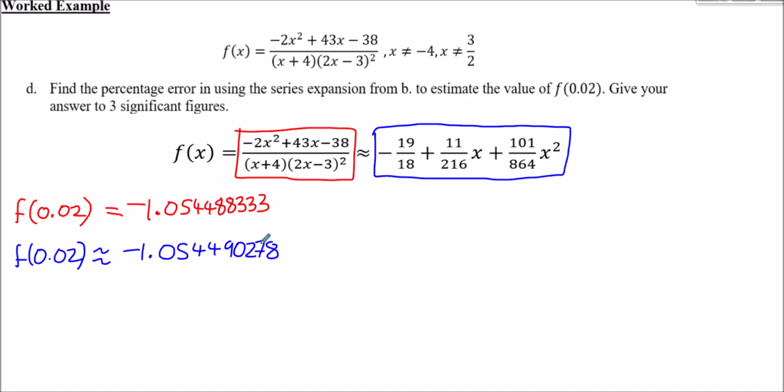So as you can see already, these are very close to one another. So the difference between these, in other words the error, is going to be the size difference between these two. So it's going to be negligible. As you can see, it's accurate up to 4 decimal places. To 4 decimal places, it'd be minus 1.0545, the same for this one.